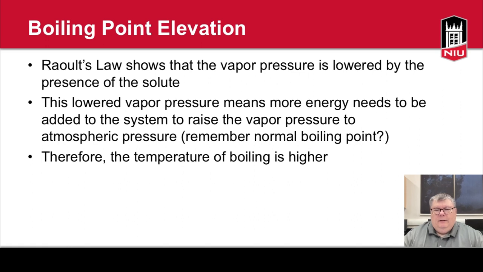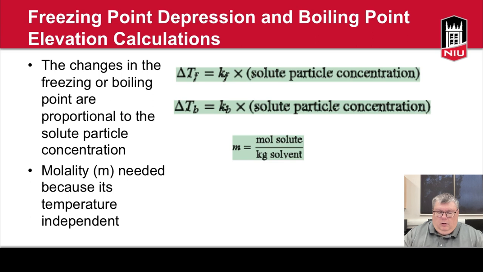Now, why did I say that it was similar to freezing point depression? Well, it turns out they have the same mathematical relationship. Delta TF is equal to KF times the solute particle concentration, and delta TB, the change in temperature of boiling, is equal to KB times the solute particle concentration. So the changes in the boiling or freezing point are proportional to the solute particle concentration.